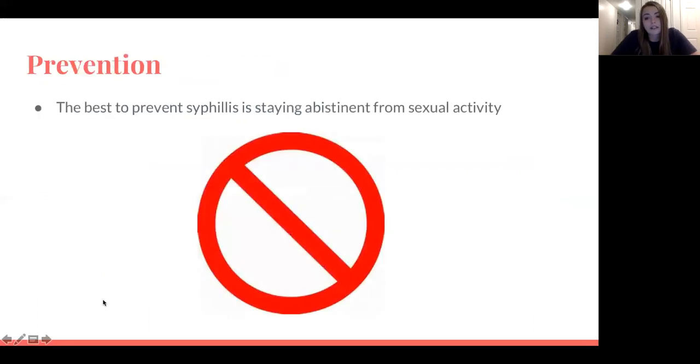The best way to prevent syphilis, I feel like, is pretty obvious. It is to stay abstinent from sexual activity or not share needles with other people.